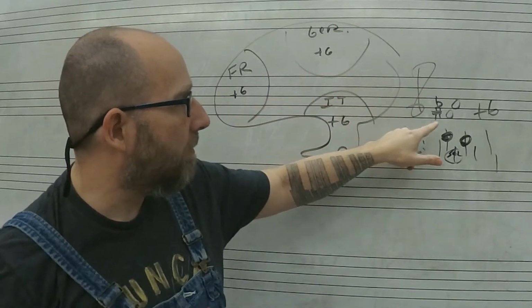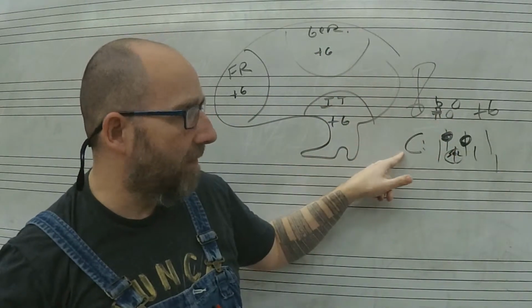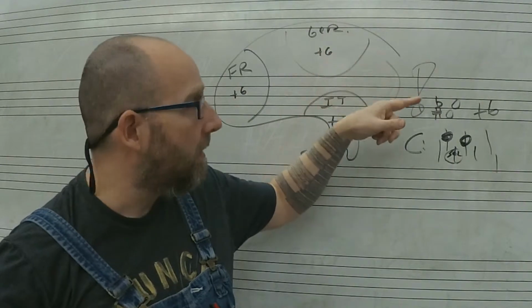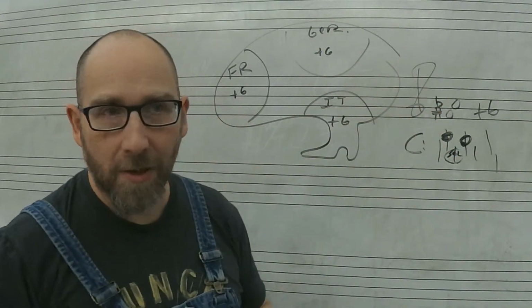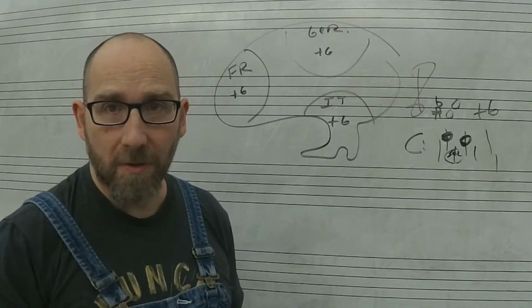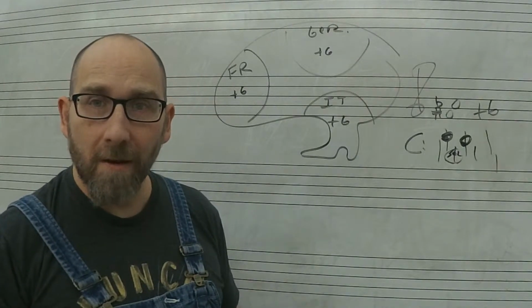German augmented sixth chord will have an augmented sixth in the key of C, and if you have a German, you will have F sharp and A flat in the chord. And same with the French. If it's in the key of C, it will have those two notes, because those two notes are the augmented sixth.